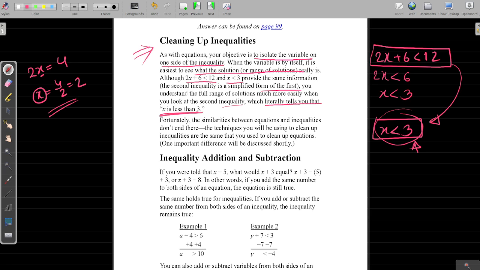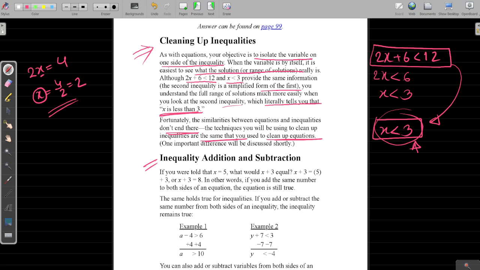Fortunately, the similarities between equations and inequalities do not end here, because you will find a lot of similarities between inequality and equation. The techniques you will be using to clean up the inequality are the same used to clean up the equation. So here I have a suggestion: those who are able to solve any equation have this advantage. So try to figure out this advantage and try to keep on it. Now we are jumping to inequality, addition and subtraction.